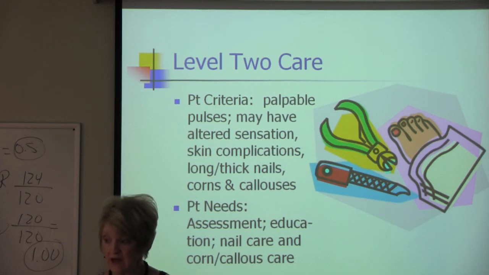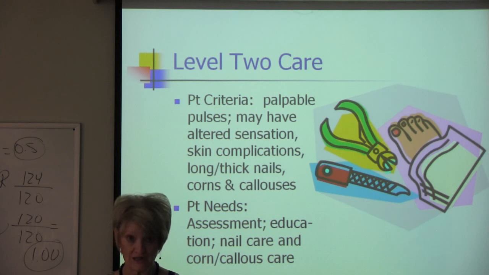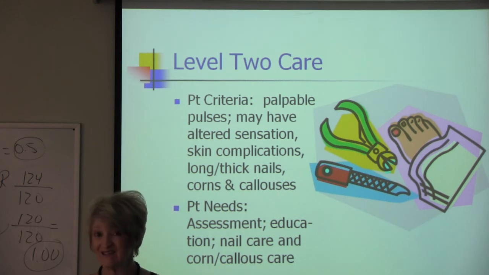So who falls into level 2? Level 2 patients have palpable pulses, so the indicators are that their perfusion's okay. They may have neuropathy, so you may see alterations in sensory function. They may fall into the category of loss of protective sensation, where there are 4 or more sites where they do not respond. They might have some skin complications. They might have callus formation, corn formation, maybe a fungal infection. They might have long, thick nails.